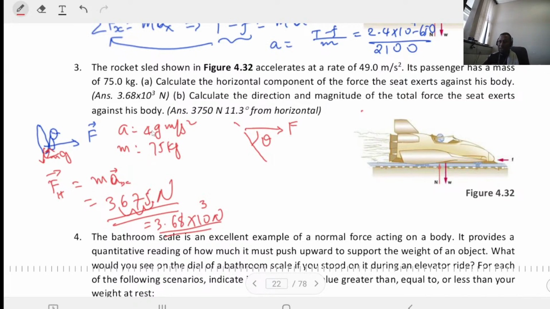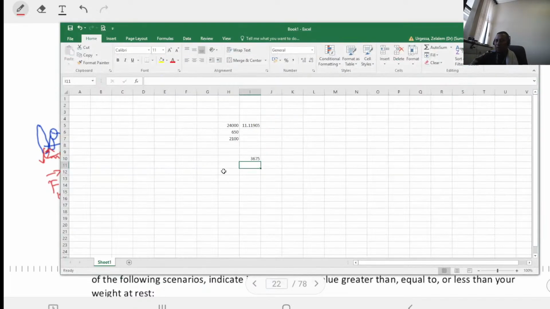The force is 3750. Let's get that force first. mg. Let's see what the m is. M is 75. Gravity, small g, is equal to 9.8. Therefore, the force of gravity, this is the applied force. Let me call it capital F.